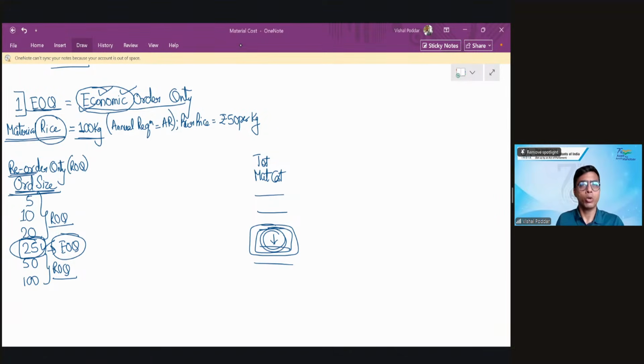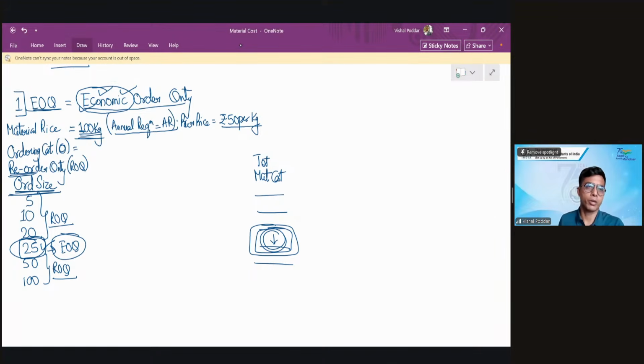Now, to understand this working, we need to understand a few more details. One detail is that 100 kgs is your annual requirement, which you need to purchase every year, because that much you will require every year. Then I've given you the purchase price. Then comes a very important cost, which is called your ordering cost, which is generally referred to in short as O. So remember, this O stands for ordering cost.